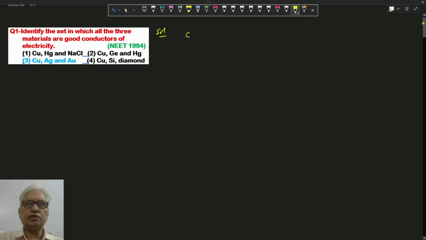Option 3 is correct because we know copper, gold, all are very good. The best ones are gold and silver. But silver and gold are very costly and very rarely used. For aluminium, used.